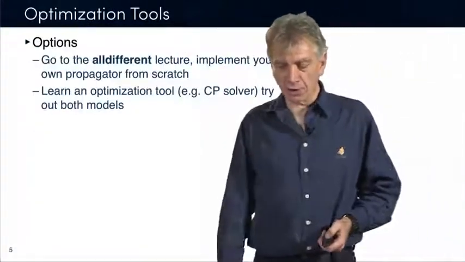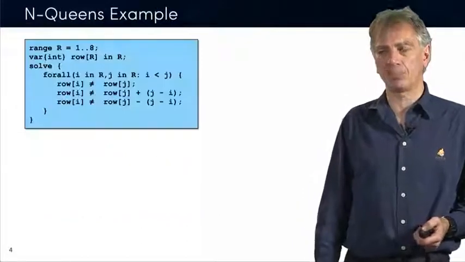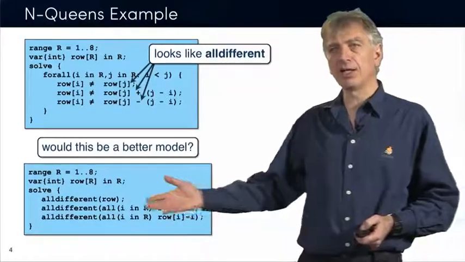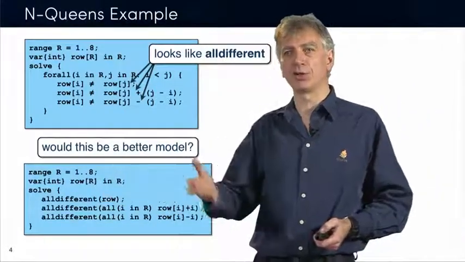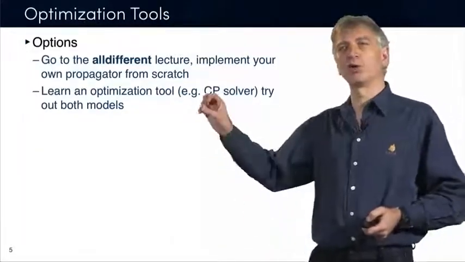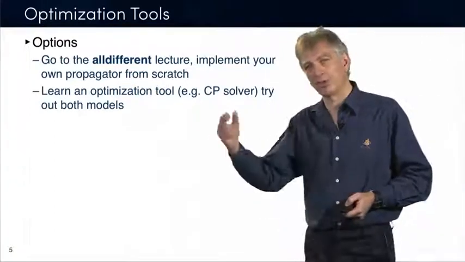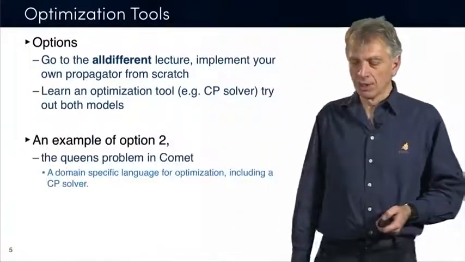So in a sense, if your solver doesn't support this, then you may decide to recode all different yourself. This is what I'm mentioning there. Or you can look for a CP solver which is actually supporting all different. Most of the CP solvers these days would.